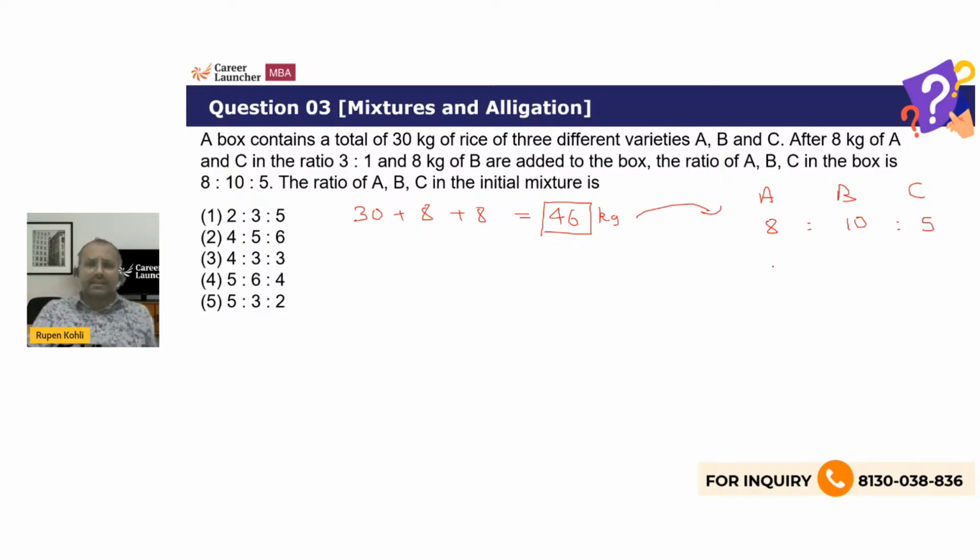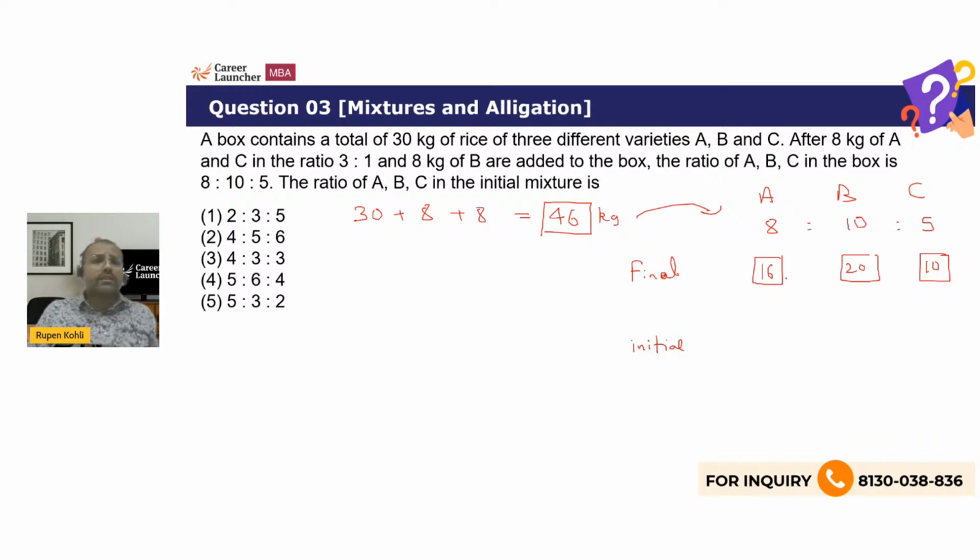After all that, A, B, C have been added to the box. So this is actually 16 kg. This is actually 20 kg. And this is actually 10 kg. Now, this is the final situation. We have to backtrack to the initial situation. Now, therefore, we need to remove what we had added to find the initial distribution. We had added 8 kg of A and C in the ratio 3 is to 1.